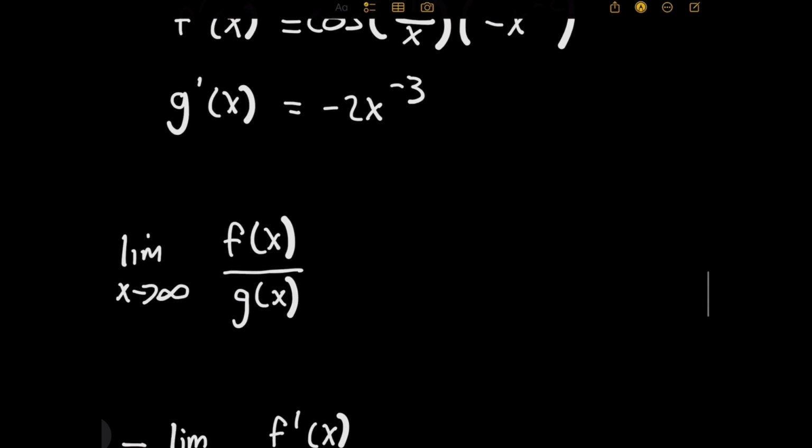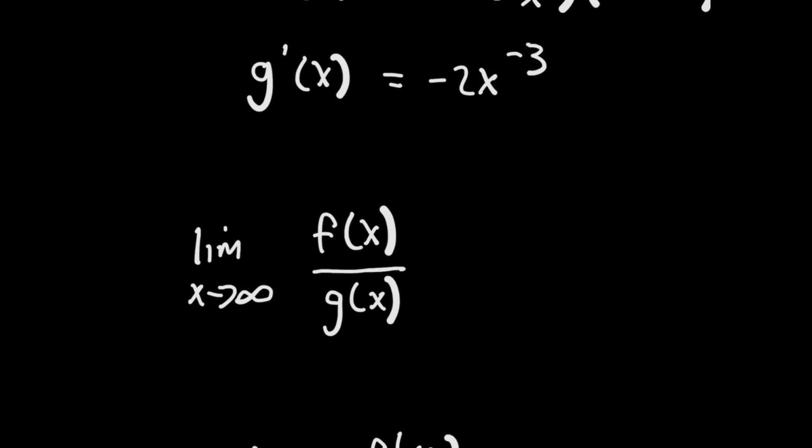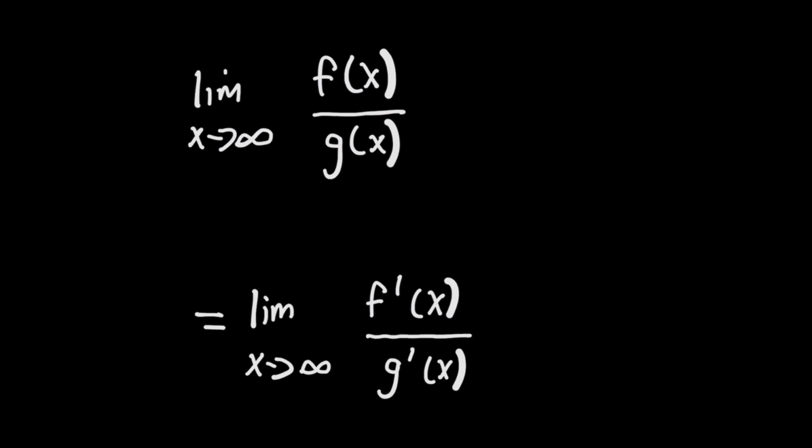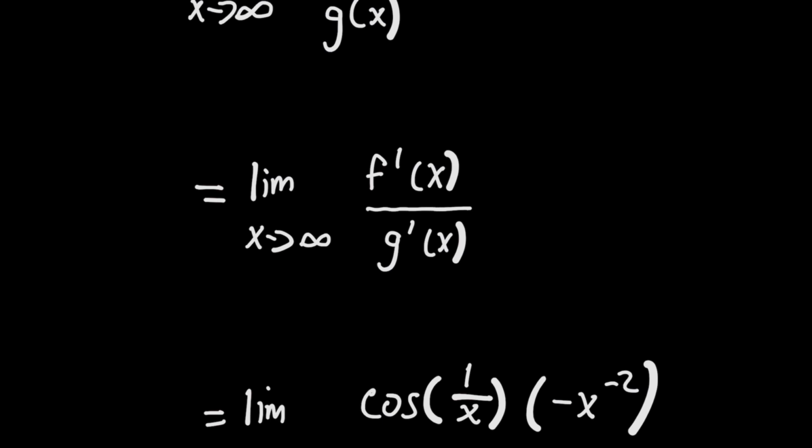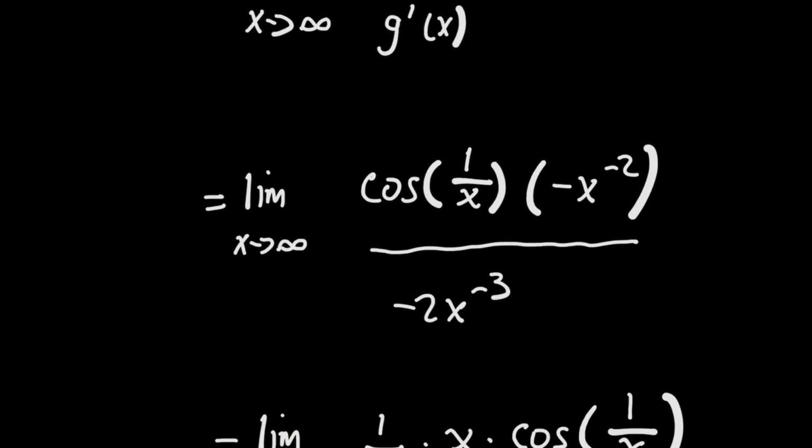Okay, so with L'Hopital's rule, if you remember, given an expression now that looks like f of x divided by g of x, we can basically say that because we have one of the allowed indeterminate forms, this is the same as the result of finding the limit as x approaches infinity of the derivative functions f prime of x divided by g prime of x. So plugging everything in, what I'm going to have on the top now for f's derivative will be cosine of 1 over x times this negative x to the negative second. And then for the denominator, the derivative of g is going to be negative 2 x to the negative third.